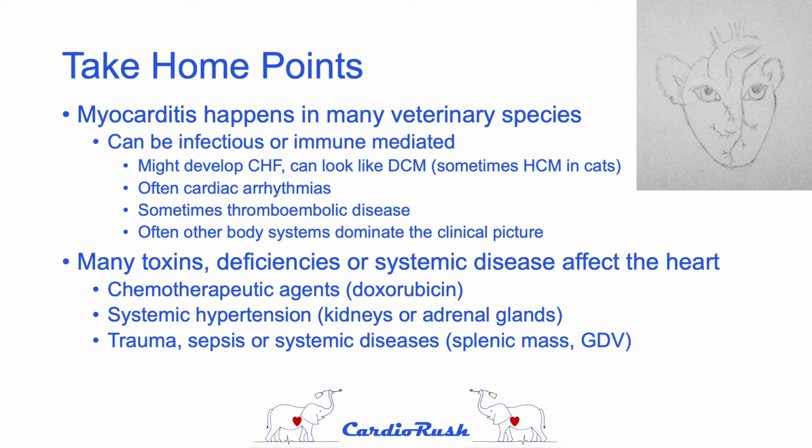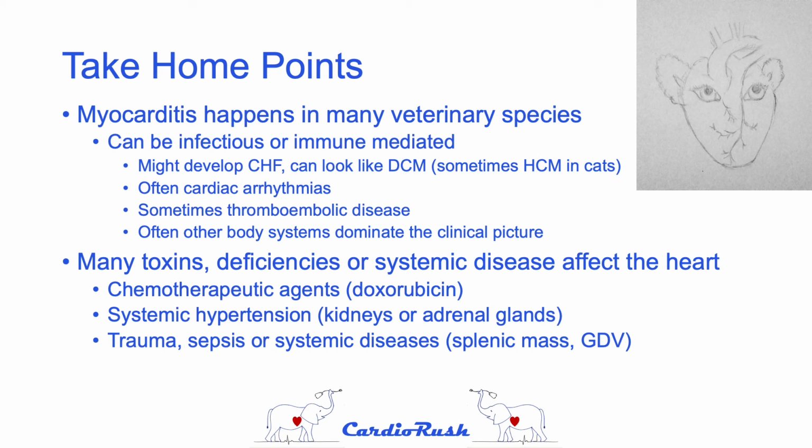I think there's probably a few main take-home points from this lecture. One, myocarditis happens in many veterinary species, and it can be either infectious or immune-mediated in origin. Animals with myocarditis might develop congestive heart failure, and it can look like dilated cardiomyopathy, although sometimes in cats it looks more like hypertrophic cardiomyopathy. Arrhythmias are common, especially supraventricular arrhythmias, ventricular arrhythmias, and AV block. Sometimes we'll see thromboembolic disease, and it's possible that other body systems may dominate the picture and that the heart is not a significant player in the clinical picture.